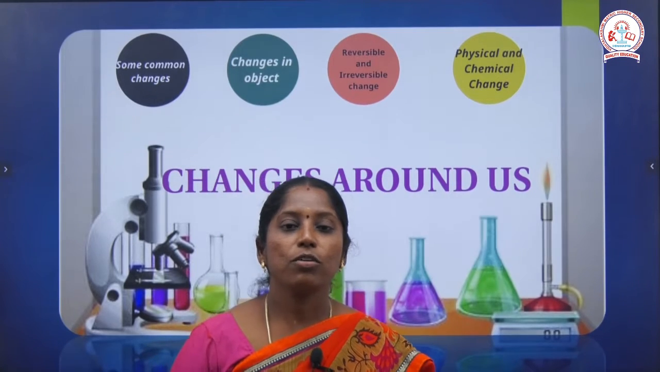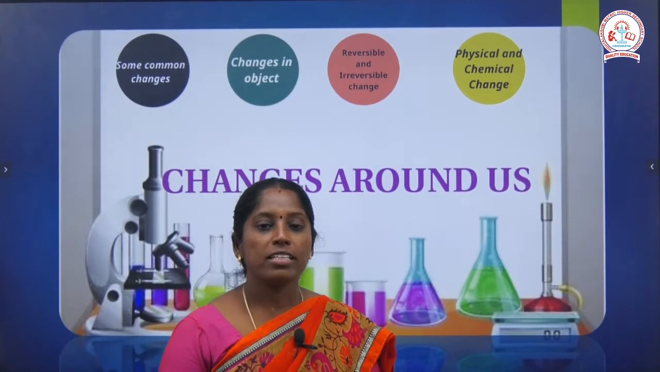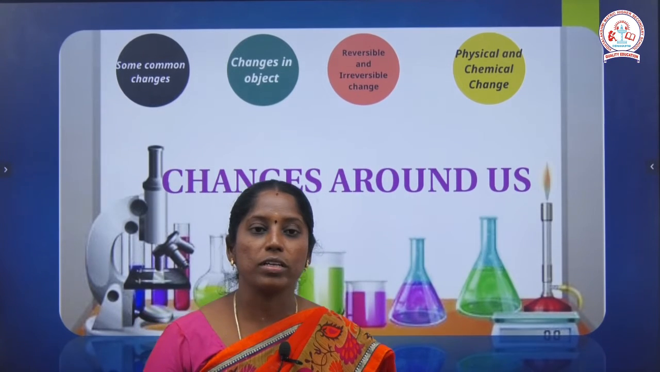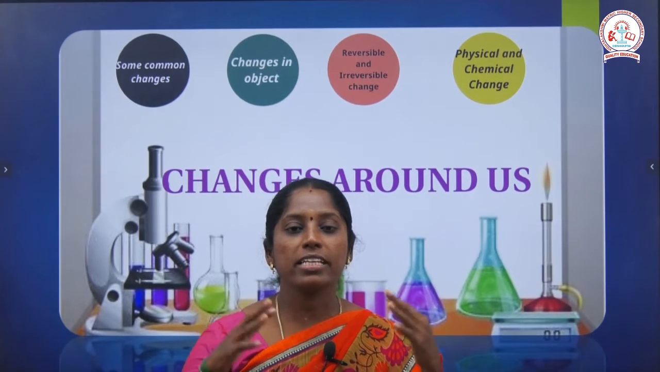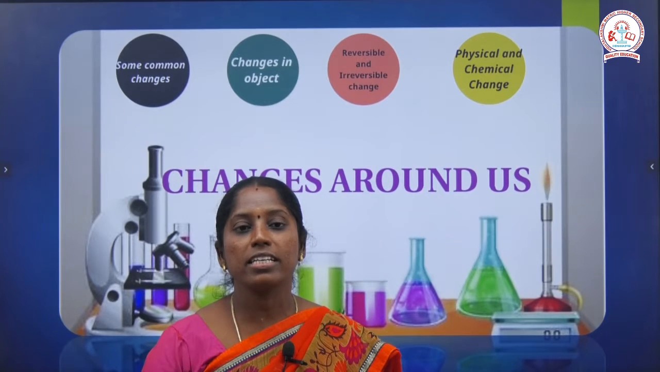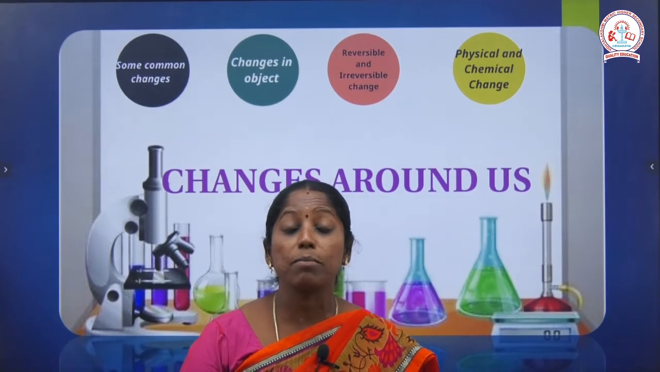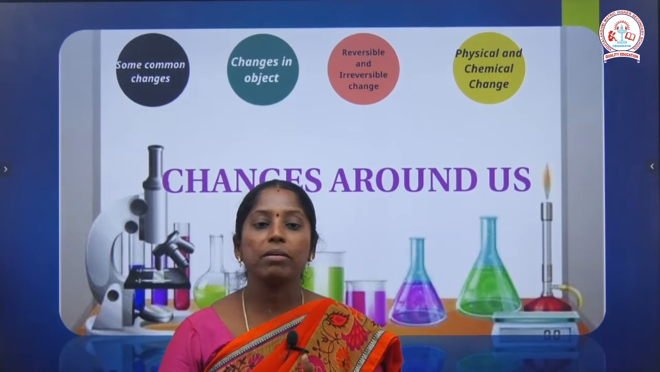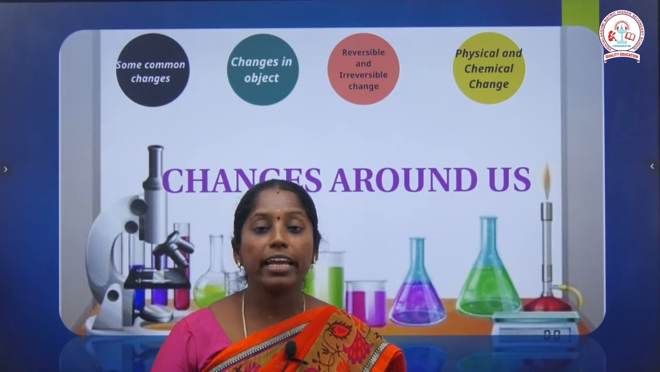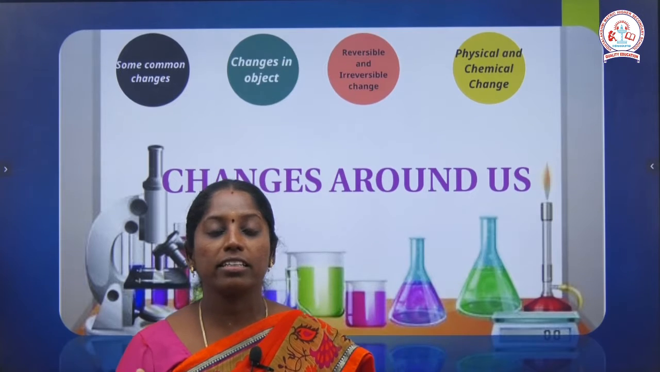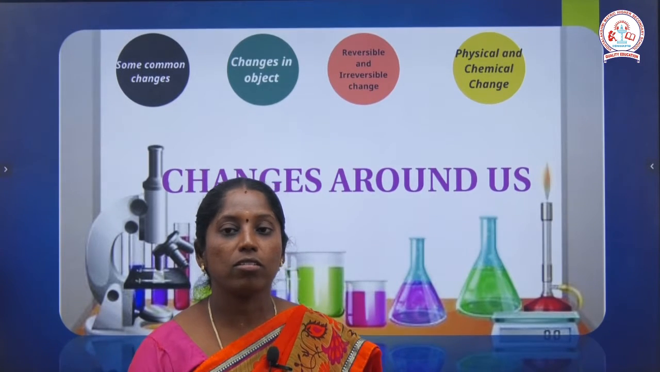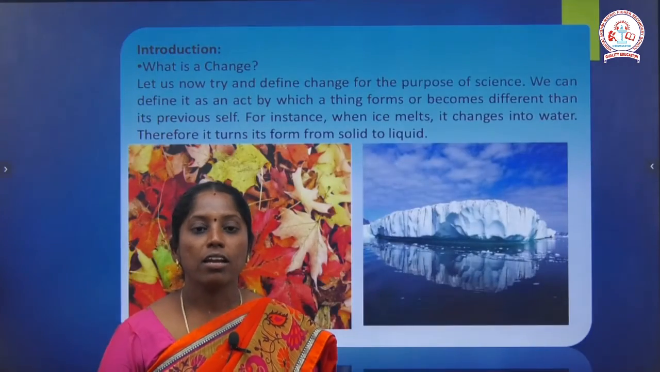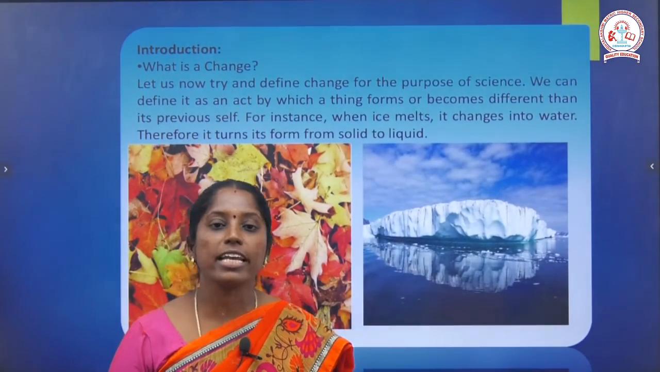Hi everyone, today we are going to learn about changes around us for class 6 students. We know there are so many changes around us: some common changes, some changes in objects, some reversible, some irreversible, and then physical and chemical changes occur. We know that day changes into night, and night changes again into day. There are so many objects and so many changes around us. Today we are going to see about changes around us.